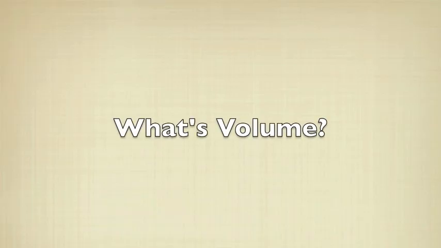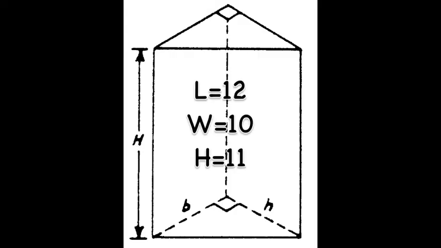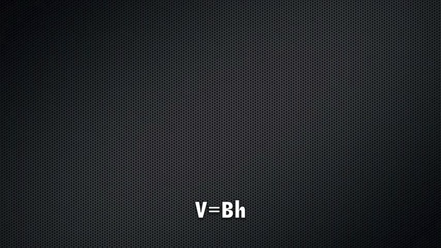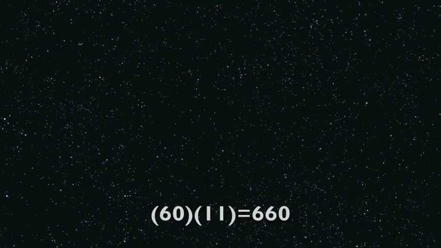What's volume, you may ask? A shape's volume is the measure of the amount of space a shape encloses, or in other words, how much space is inside a figure. Let's use this triangular prism for our next example, with a length of 12, a width of 10, and a height of 11. How can we find the volume of this shape, you may ask? BH. Take the area of one of the bases, or 60, and multiply it by the height, 11, and we get 660. There are 660 units of space inside this triangular prism.